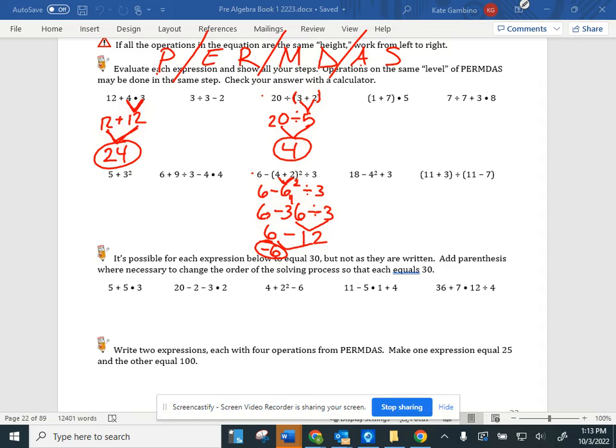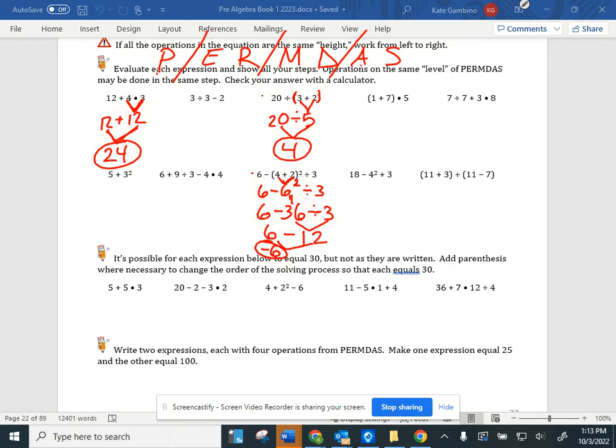It is possible for each expression below to equal 30, but not as they are written. This time we are going to add parentheses where necessary to change the order of the solving process so that each one of these equations equals 30. So you will have to figure out where to put the parentheses to make it equal 30. Sometimes you have to put 2 sets of parentheses to make it work. But you are only adding parentheses to these equations and they will each equal 30.